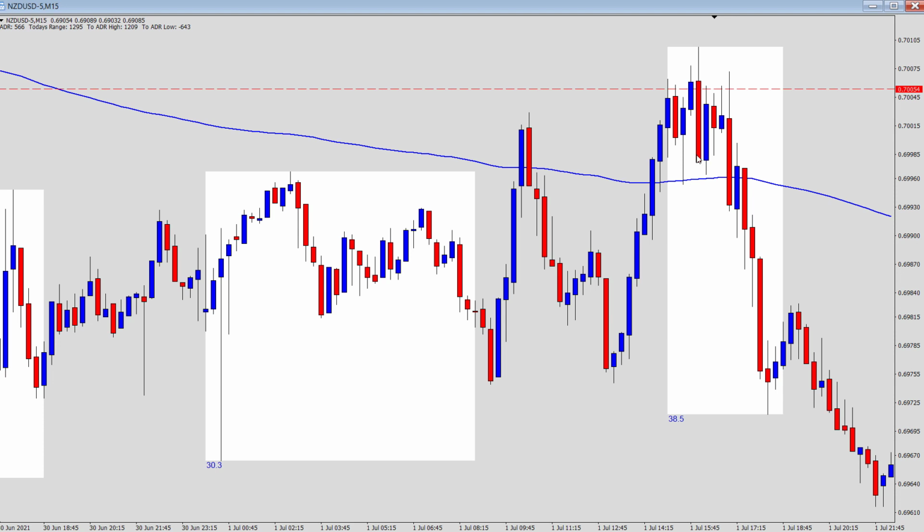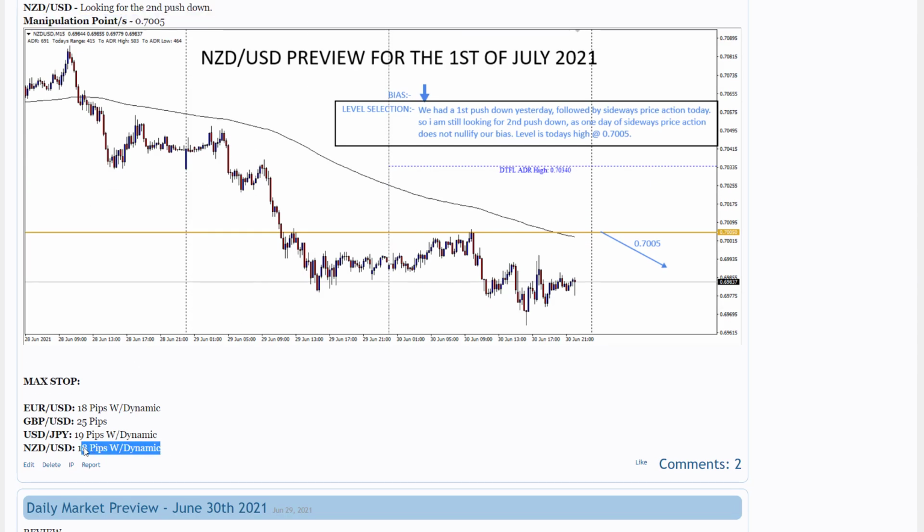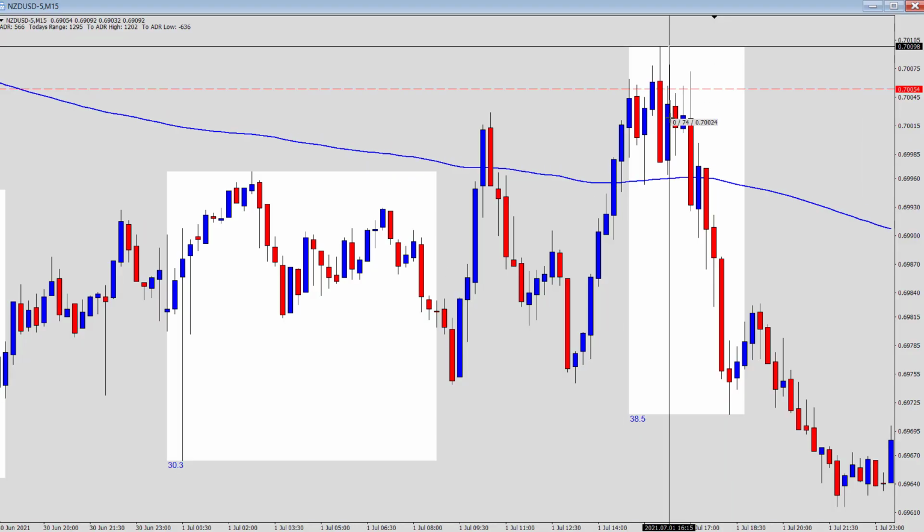It very clearly does. At that point, we're waiting for a pullback to what we term our max stop area. You'll notice we also give a max stop of 18 pips with dynamic. There are a lot of things in here I'm not going to be able to fully explain, otherwise we'd have a 4-hour video. But in essence, that's our max stop. Without getting into too much explanation, that means the entry could be taken 13 pips away from that high or better.